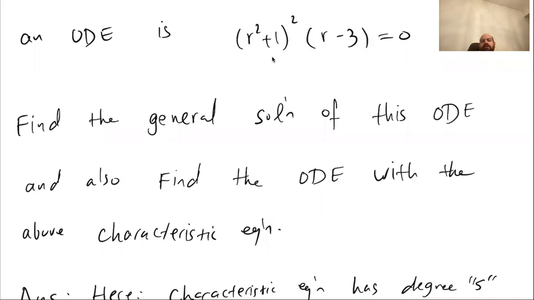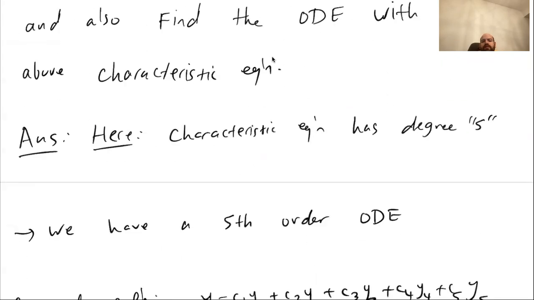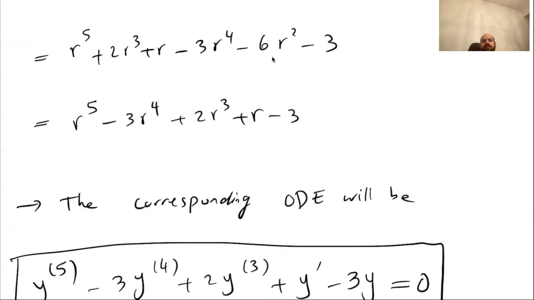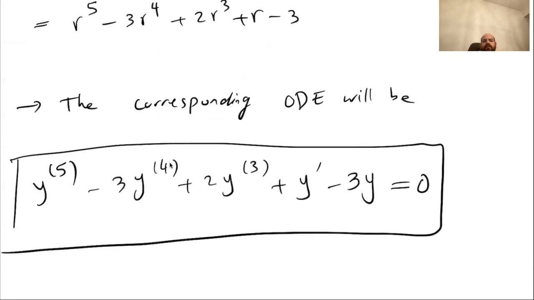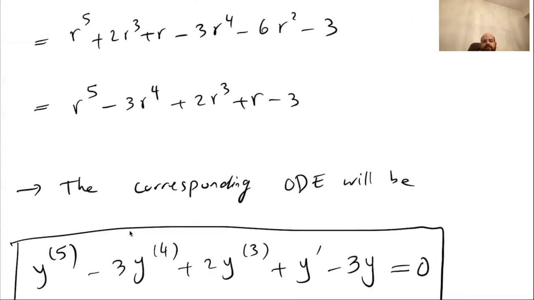We could find out which ODE has this characteristic equation. How? Because we know that there is a very close connection between the characteristic equation and the ODE. They have the same coefficients. The only difference is that powers of r will be replaced with derivatives of y.